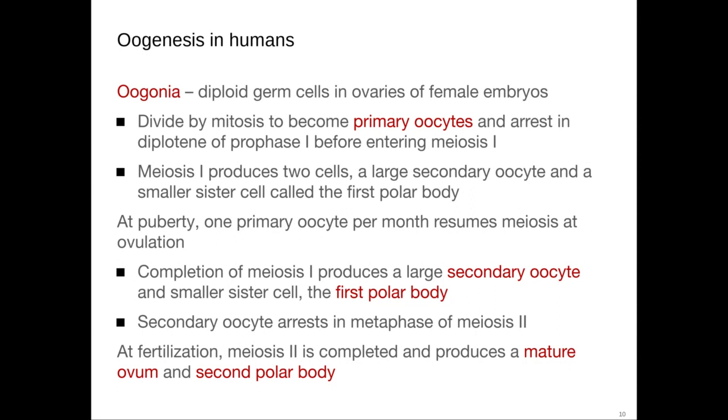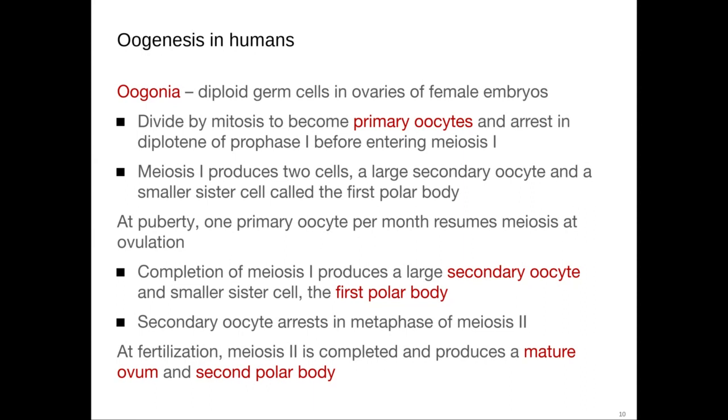Now, at puberty, one primary oocyte per month resumes meiosis at ovulation, and this is what we obviously call the period, that time of the month, whatever you want to call a woman's reproductive series of events once a month. Now, during this, we have the completion of meiosis 1, producing a large secondary oocyte and the first polar body, and then the secondary oocyte arrests in metaphase of meiosis 2. Now, after fertilization, meiosis 2 is completed and produces a mature ovum and a second polar body.